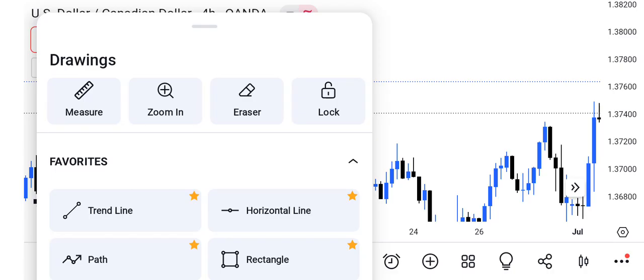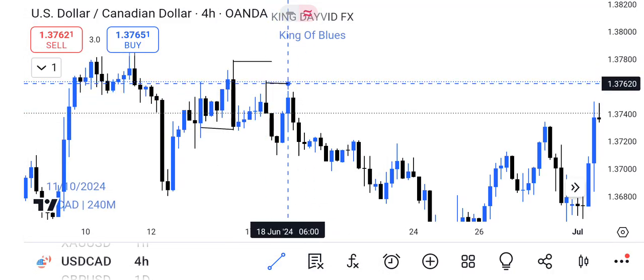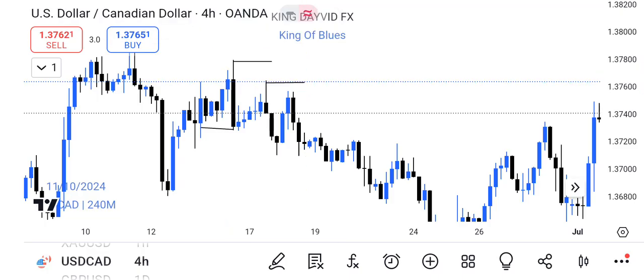Then we have another one right here, which is also a high, but this high is lower than the previous high. So this high, we call it a lower high.